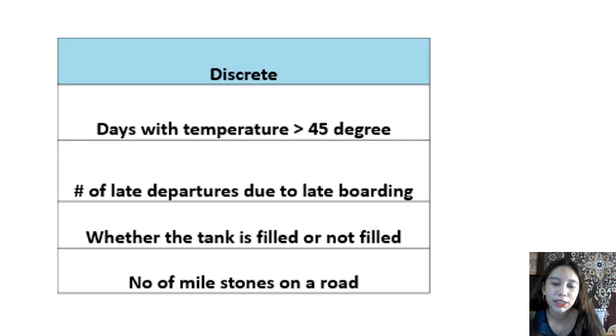We have here, for example, days with temperature such as 45 degrees. As in the first example, do not be confused with the term temperature or the 45 degrees, because in this phrase we are talking about days and not the temperature. Therefore it is called discrete data. Another is the number of late departures due to late boarding, which is discrete data of course. Whether the tank is filled or not filled, of course, you can figure it out. And the number of milestones on a road is all discrete.